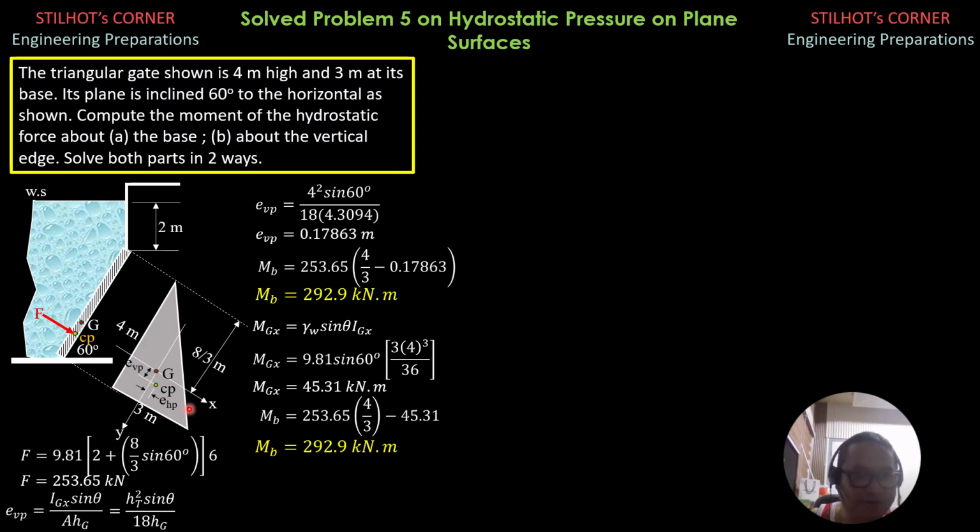Next, let's solve for E sub hp. It is equal to IGXY sine theta over area HG. The formula, you just go over with the formula. I put absolute value bars here.